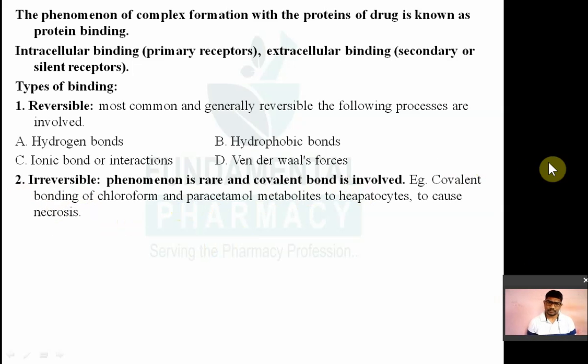For example, most drugs bind to plasma protein in a reversible manner, and there are certain drugs and their metabolites which cause toxicity. They bind in an irreversible manner to a protein. For example, covalent bonding of chloroform and paracetamol's metabolites to hepatic cells, causing necrosis. So if you take paracetamol beyond 5 gram per day, there is generation of one toxic metabolite known as N-acetyl-para-benzoquinone-imine, and that metabolite binds to hepatic cells and causes necrosis. That kind of protein binding is the irreversible type of protein binding.